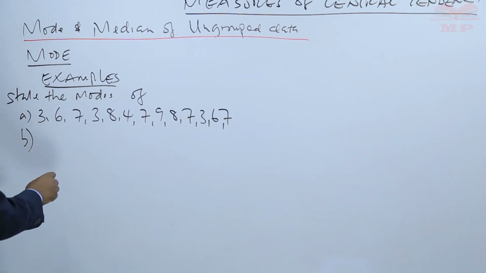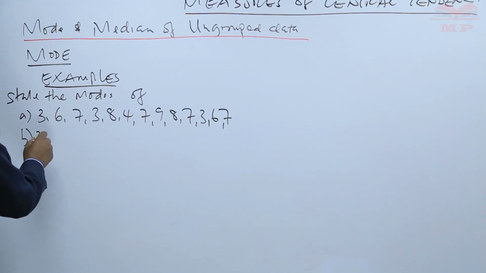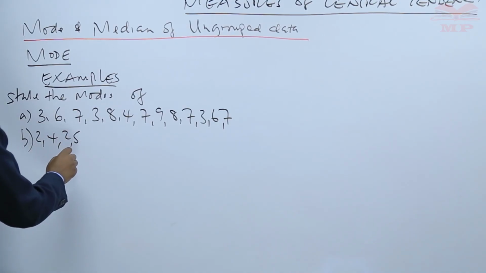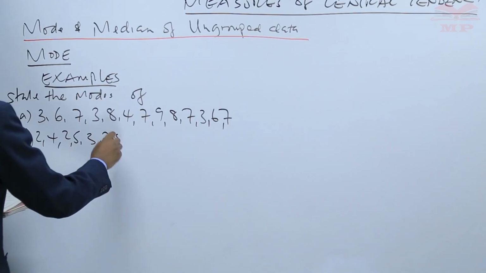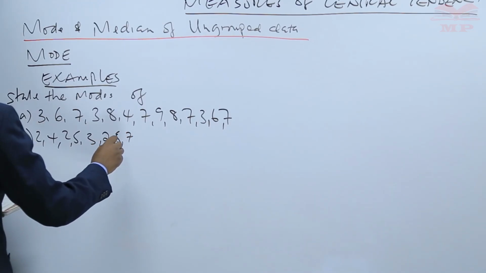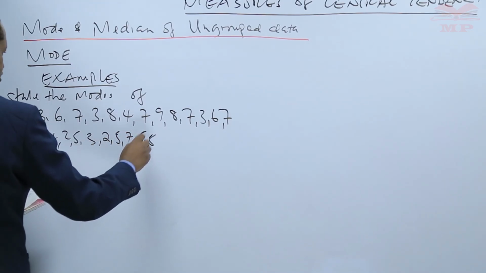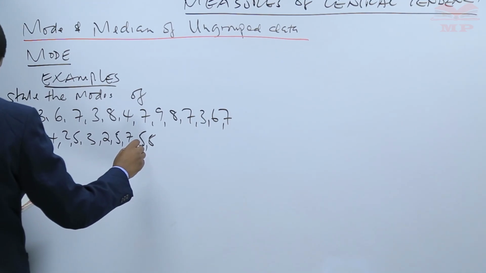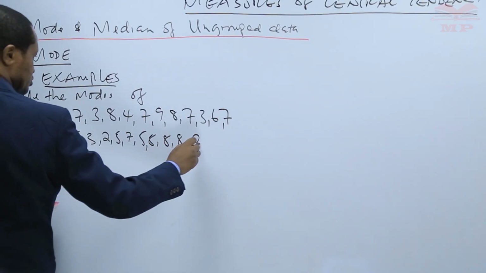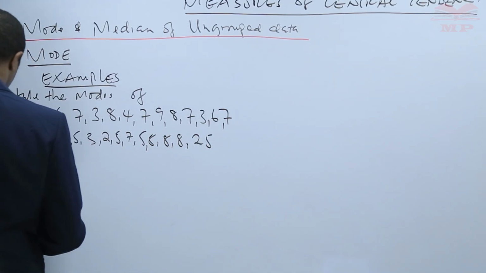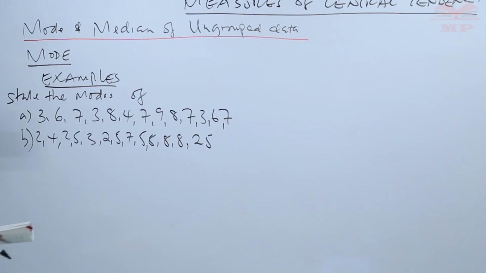Then B: 2, 4, 2, 5, 2, 4, 2, 5, 3, 2, 3, 2, 5, 7, 5, 7, 5, 8, 5, 8, 8, 8, 2, 5. State the modes.